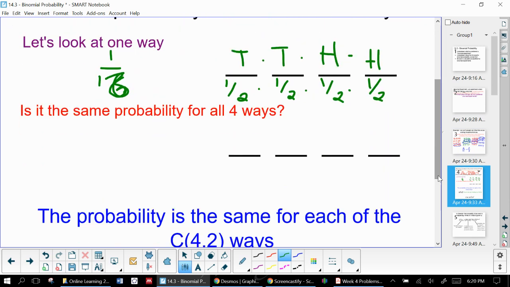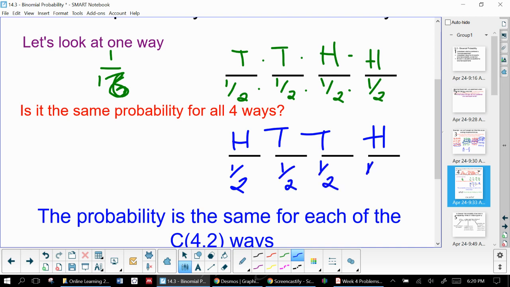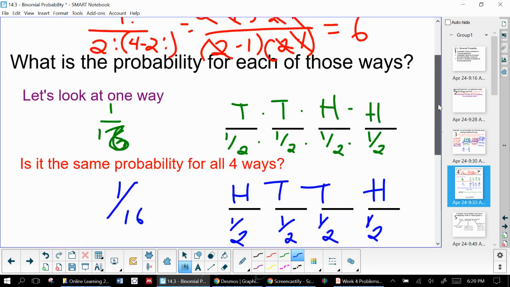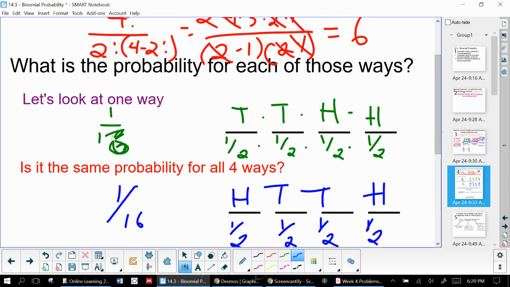We could do the exact same thing for getting something like heads, tails, tails, heads. There's a half, 1 out of 2 there, 1 out of 2 there, 1 out of 2 there, 1 out of 2 there. So overall, a 1 out of 16 of getting this particular one. And again, there's 6 different ways that could happen. So 1 out of 16, 1 out of 16, and so on for all six, put together, that makes 6 out of 16.